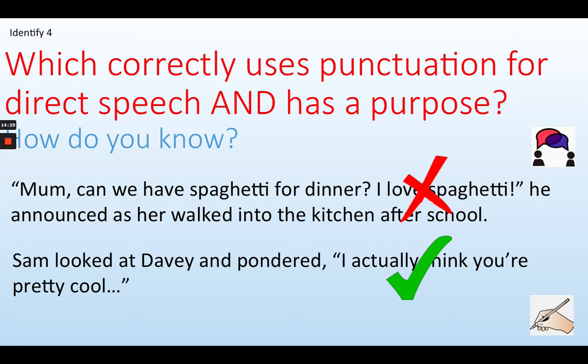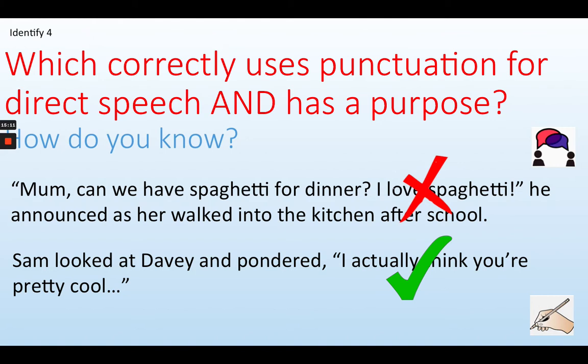Number 1 is incorrect because it doesn't really have a purpose. While the direct speech is punctuated correctly, it doesn't really relate to the story. It doesn't tell the reader something about a character, or something important about a character, I should say. I suppose it tells us that Sam likes spaghetti, but does that really matter? I don't suppose so. It also doesn't help us understand what will come next. However, the second example does.